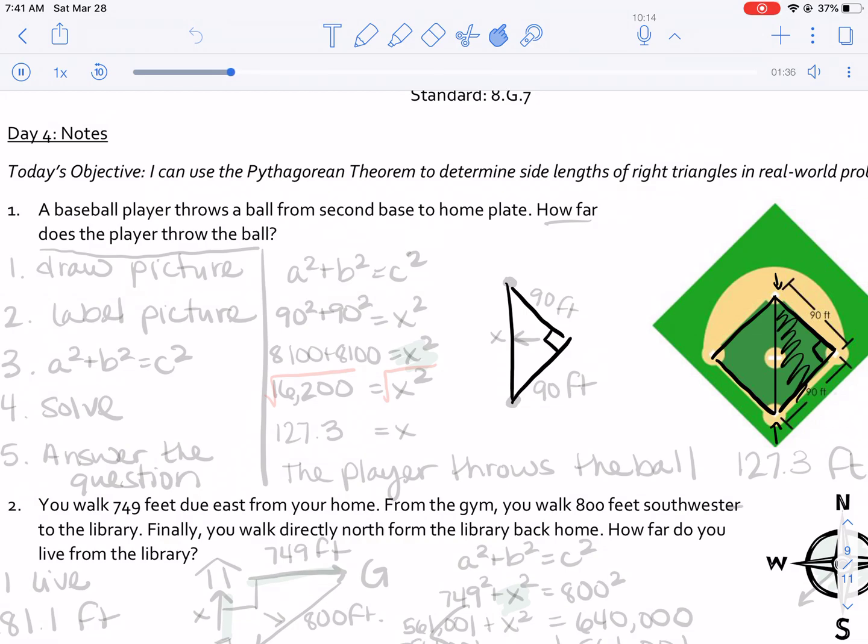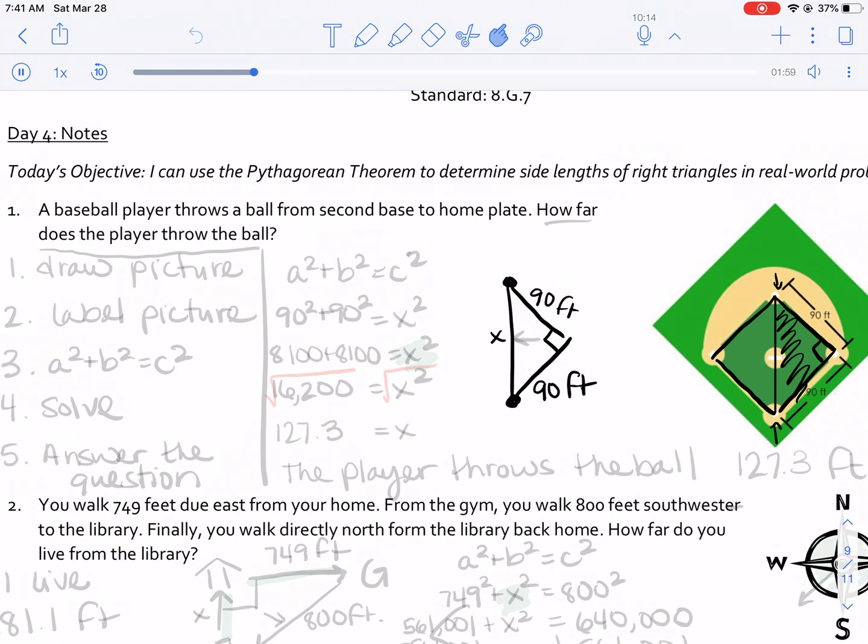We got a right angle over here. It gives us that all of the sides are 90 feet of that baseball diamond. And we want to find how far the player threw the ball. So second base is over here and home plate is over here. So it's going to be this side right here. I'm going to call it x.